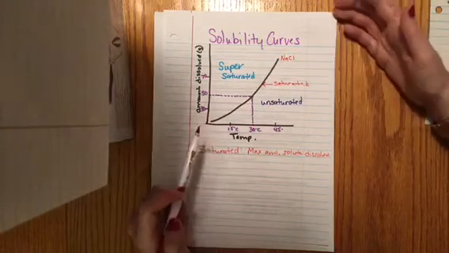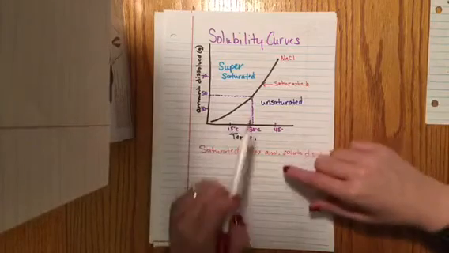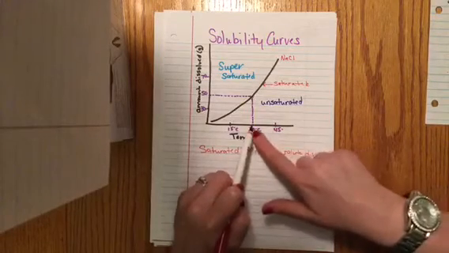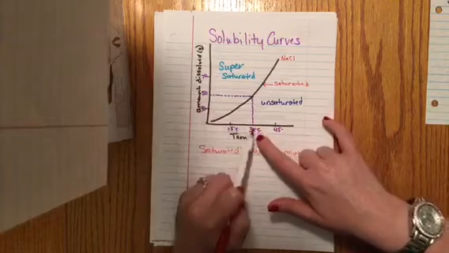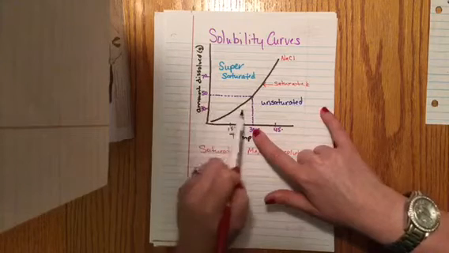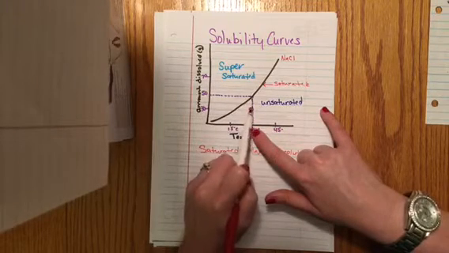But I don't always have exactly the same amount. Let's say that instead at 30 degrees I'd only put in 30 grams. So I'm going to meet up with 30 degrees and 30 grams, and I see that that point would be right here.